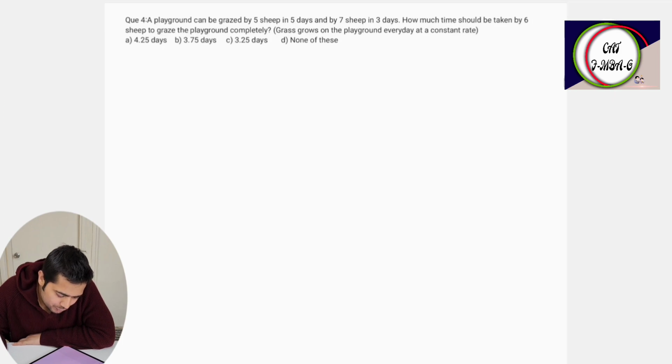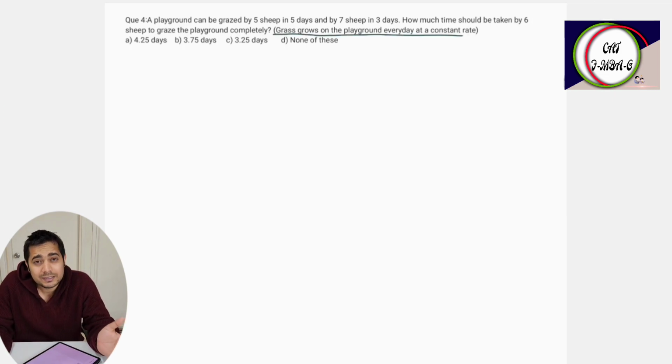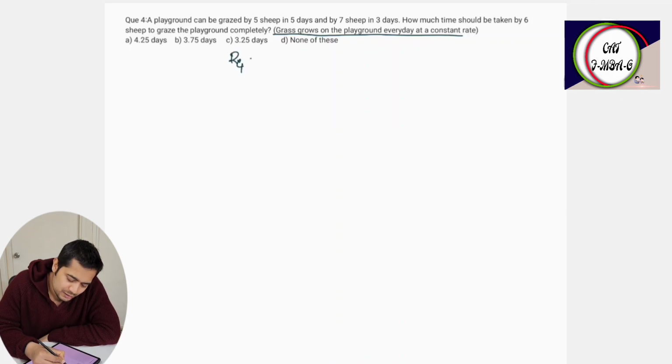Okay. A playground can be grazed by 5 sheep in 5 days and by 7 sheep in 7 days. How much time will it take with 6 sheep? So here grazing the playground is actually the work, and grass growing is against the work which is to be completed. So rate of grass here we will take as negative. This is rate of grass growth.